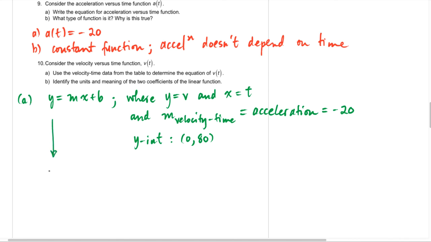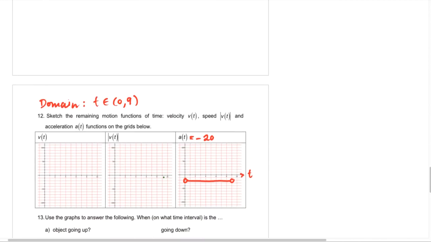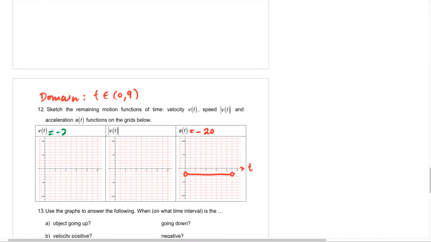And so we have all the information that we need, and we can write the equation of the velocity. Velocity equals -20 for the slope times t for the input variable plus 80. We could write it as v of t or simply v, and we can go to number 12 and sketch the graph. The velocity is equal to -20t plus 80 on a domain from 0 to 9. So we have an initial velocity of 80. At 9 seconds, 9 times -20 is -180, and -180 plus 80 is -100.